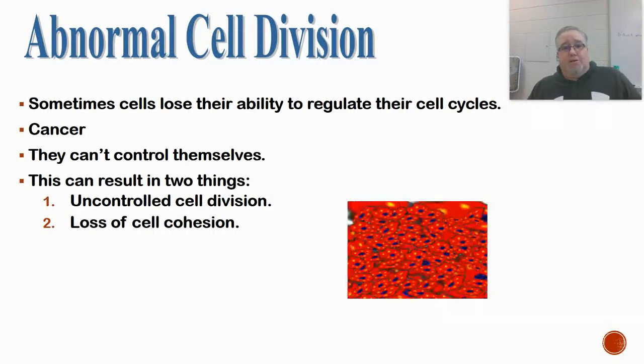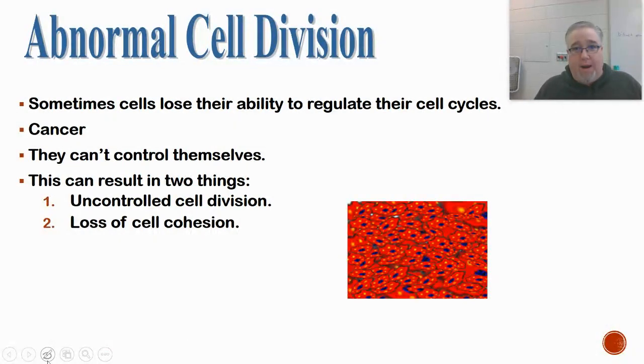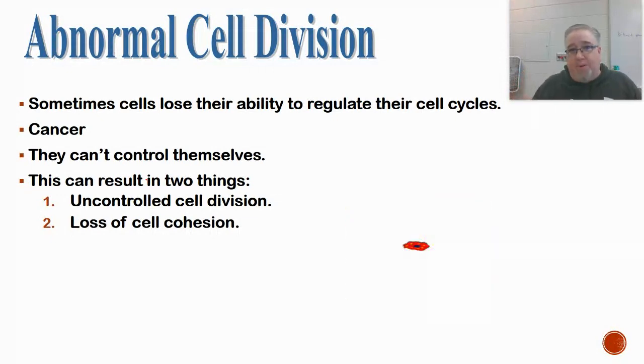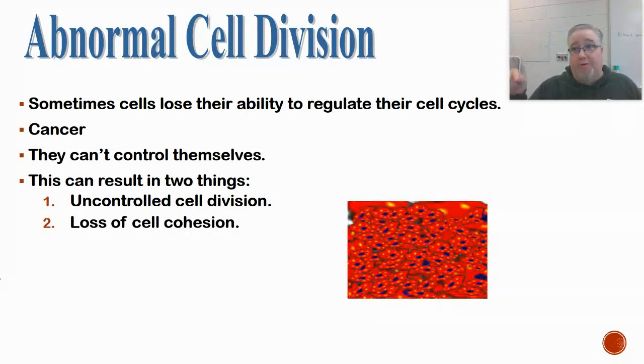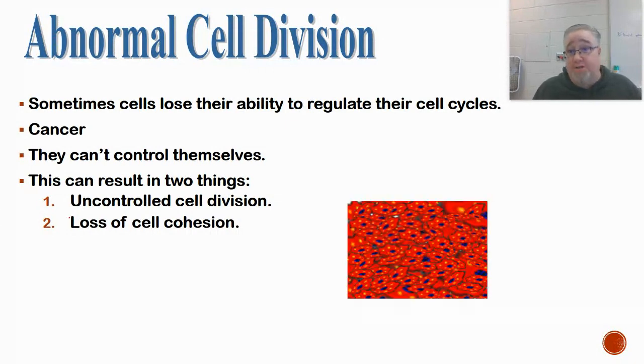Anyway, let's talk about abnormal cell division. What happens if cells don't divide perfectly? Sometimes cells lose their abilities to regulate their own cycle. For example, a blood cell goes through the cycle at a certain rate. There are certain regulatory proteins that regulate how the cell goes through it. But sometimes cells lose their ability to do that. These are called cancer cells. Cancer cells are basically cells that have lost their ability to regulate how quickly they go through the cycle. So it results in uncontrolled cell division.